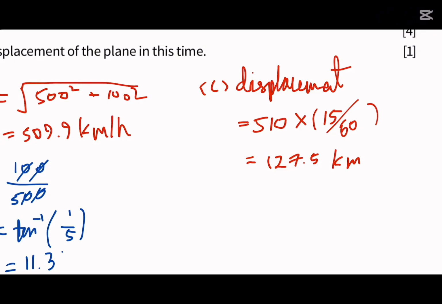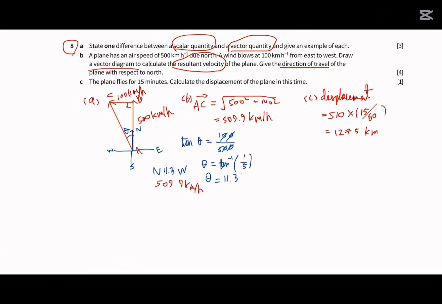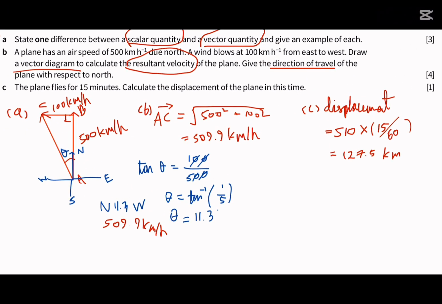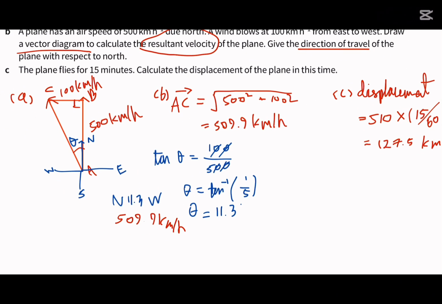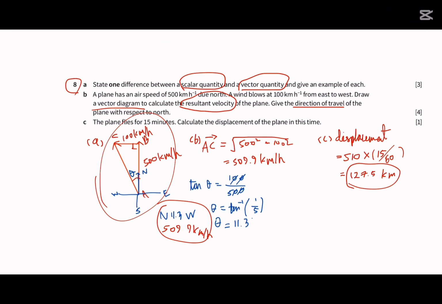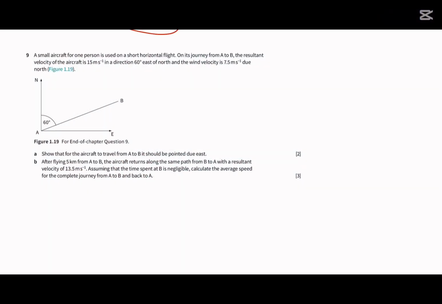Yeah, that's it. Number 8 is done. So the answers are: this is the vector diagram, this is the resultant velocity and direction, and this is the displacement. Let's move on to the next question.